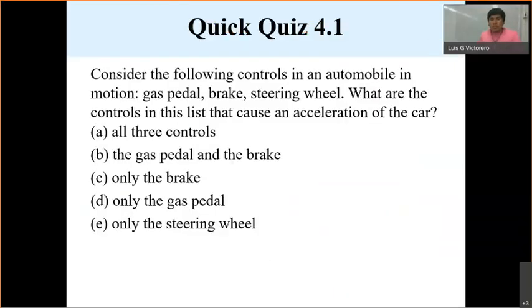So that leads to this question. If you are in a car and you have access to the brake, the gas pedal, and the steering wheel, what will make the car accelerate? By the way, when I talk about acceleration, it can also be a negative acceleration, so it also means slowing down. So what do you think will cause acceleration?